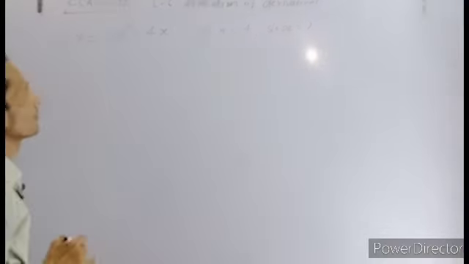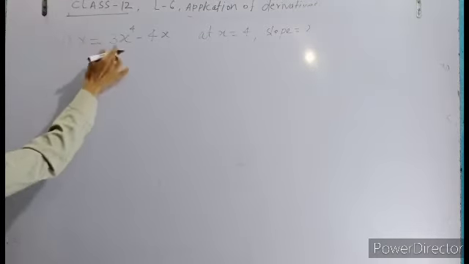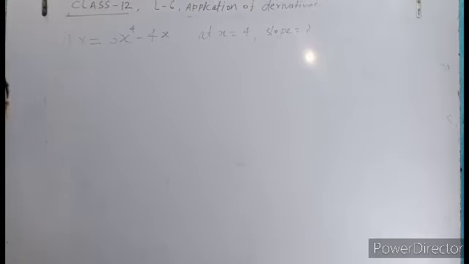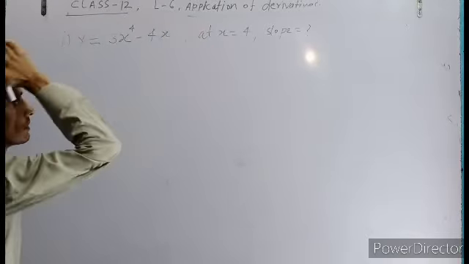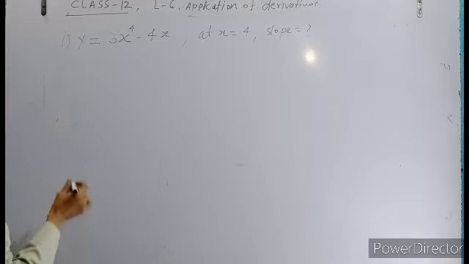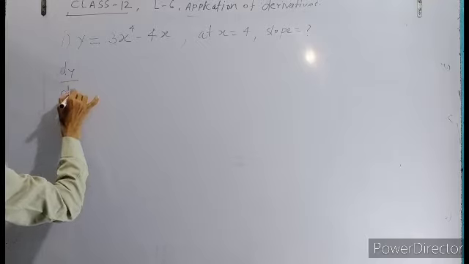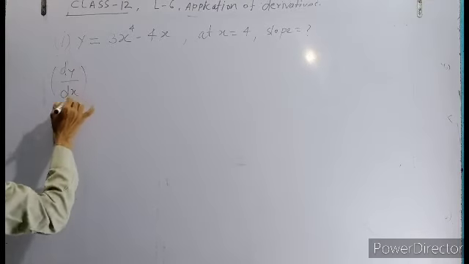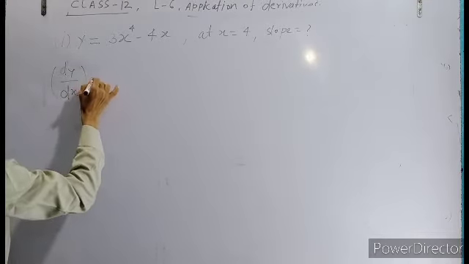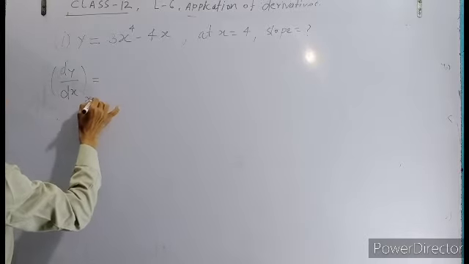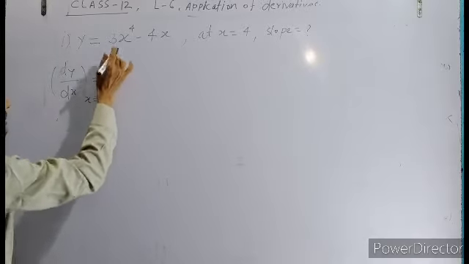How can we find the slope? What do you know about the slope? Slope means the derivative of the curve at a given point. The given point is x equal to 4. So first you find out the first derivative dy by dx, and then find dy by dx at x equal to 4.